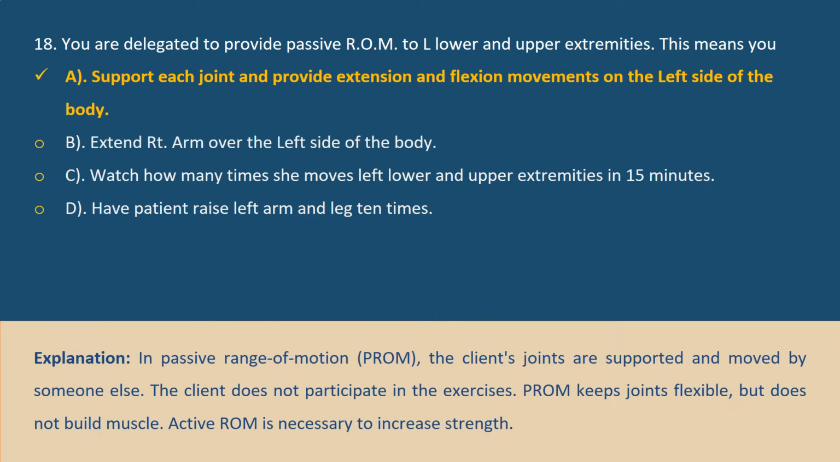Answer A. Support each joint and provide extension and flexion movements on the left side of the body. Explanation. In passive range of motion, PROM, the client's joints are supported and moved by someone else. The client does not participate in the exercises. PROM keeps joints flexible but does not build muscle. Active ROM is necessary to increase strength.